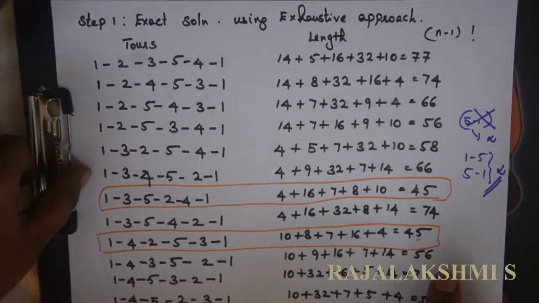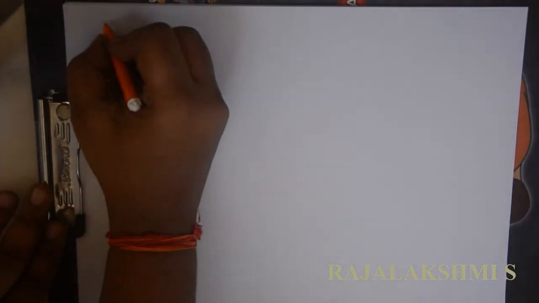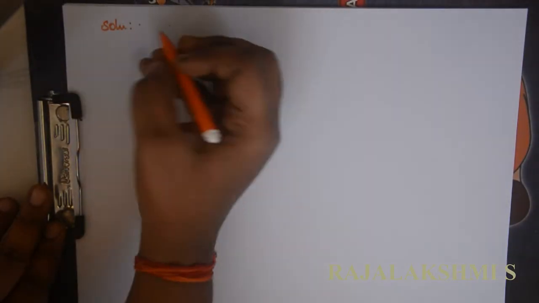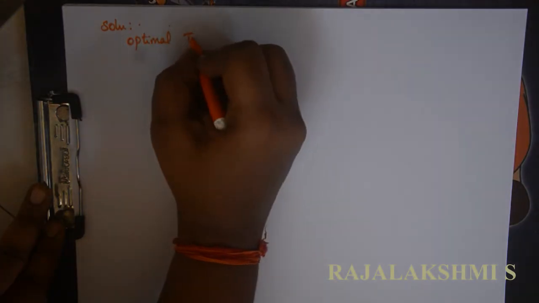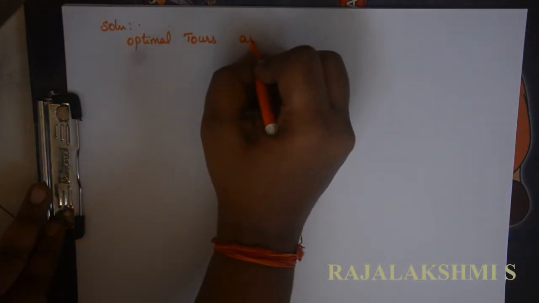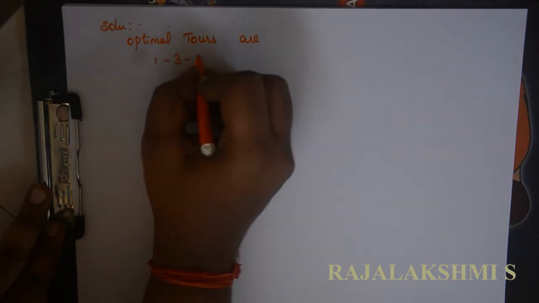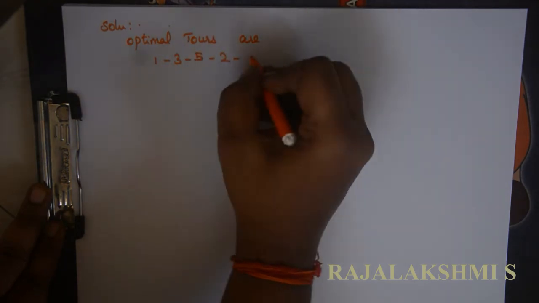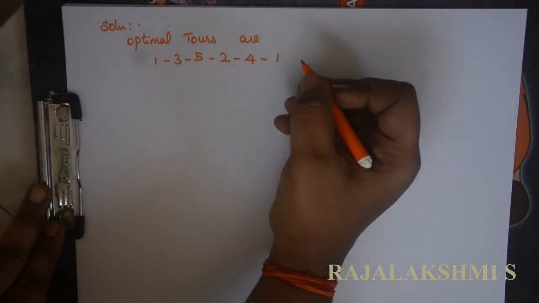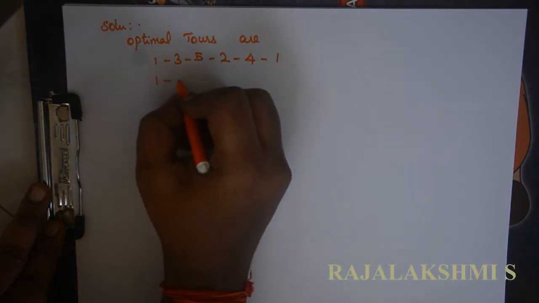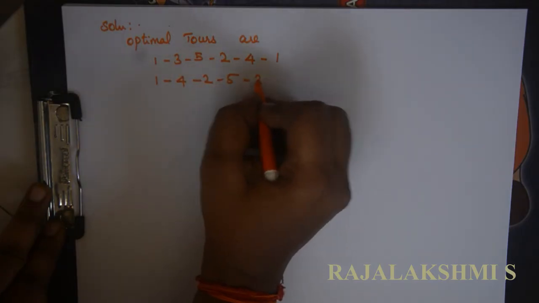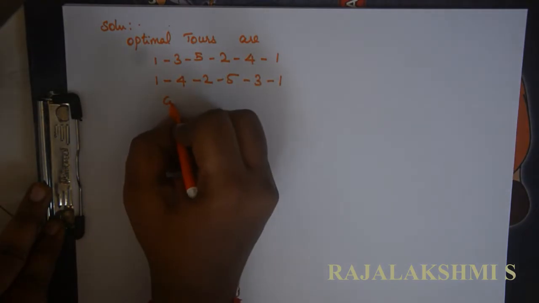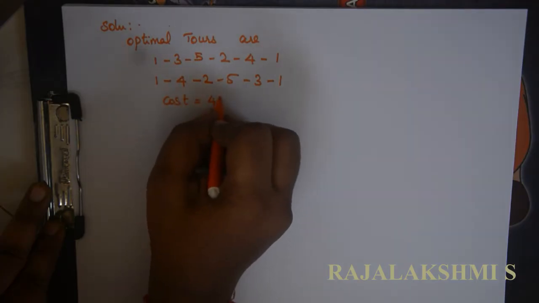Okay. So now the exact solutions from the exhaustive approach, the optimal tours, are 1 to 3, 3 to 5, 5 to 2, 2 to 4, 4 to 1. And similarly the next solution is 1 to 4, 4 to 2, 2 to 5, 5 to 3 and 3 to 1. In both cases the cost is equivalent to 45.